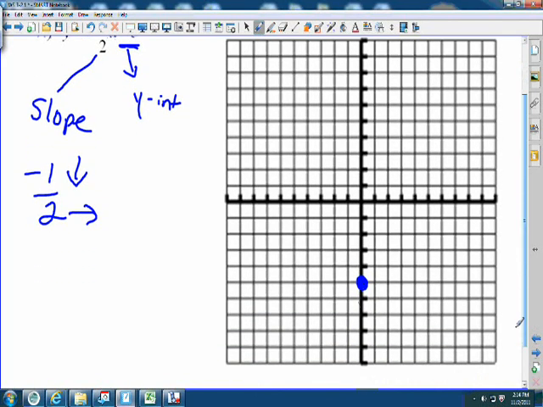So now I can come over here and go down 1 to the left 2 and put a dot. Let's go backwards. Up 1 to the left 2, up 1 to the left 2, up 1 to the left 2. I'm going to keep going until I hit my x-intercept.